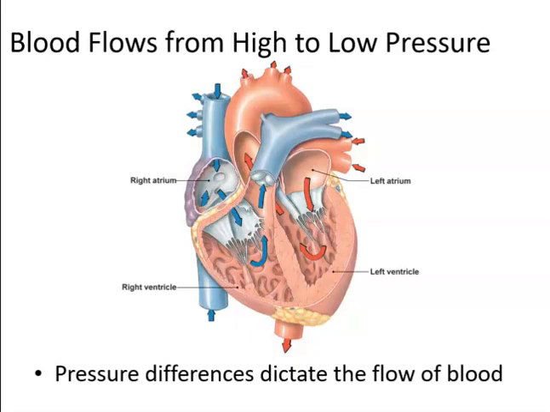Blood flows from high to low pressure, and the pressure differences will dictate the flow of blood. So with contraction of a chamber, this increases the pressure. So the pressure pushes the blood into the next chamber, or pushes the blood either to the lungs or to the rest of the body. So if we have an increase in pressure, for example, in the right atrium, we'll have a decreased pressure within the right ventricle, allowing for the right ventricle to fill with blood. So again, these pressure differences allow for the flow of blood from one chamber to the next, or either to the lungs or to the rest of the body.